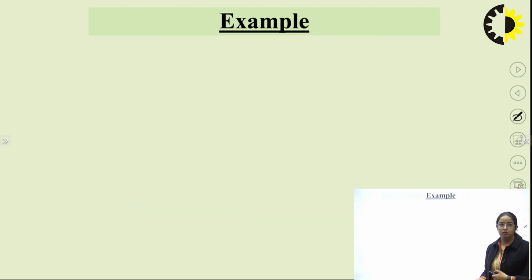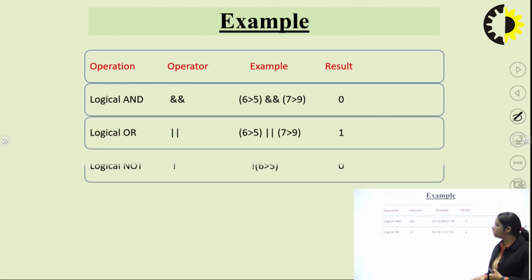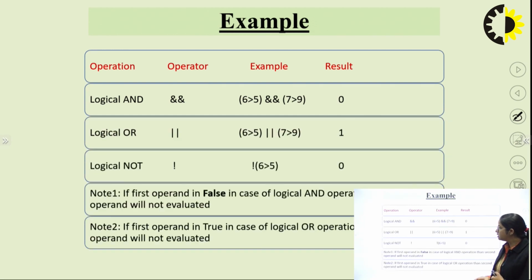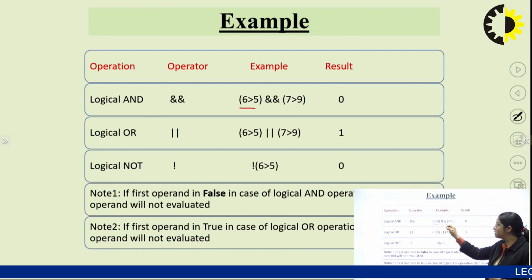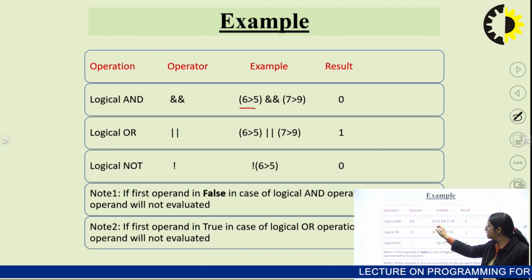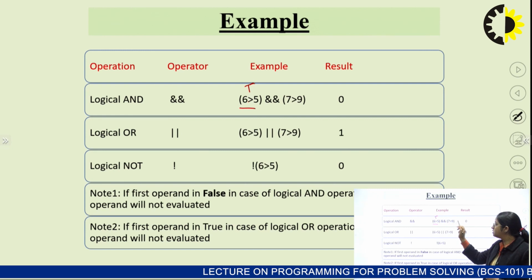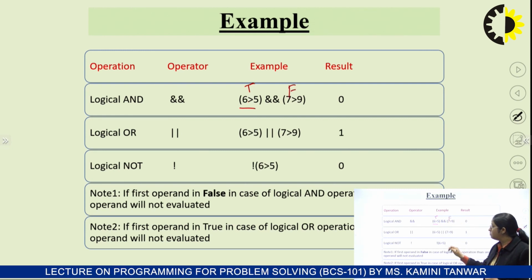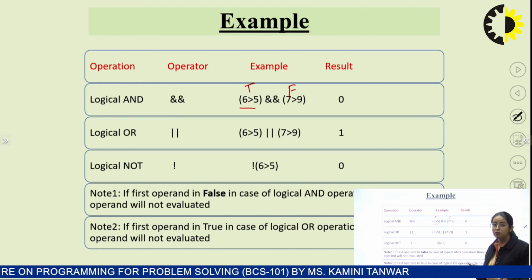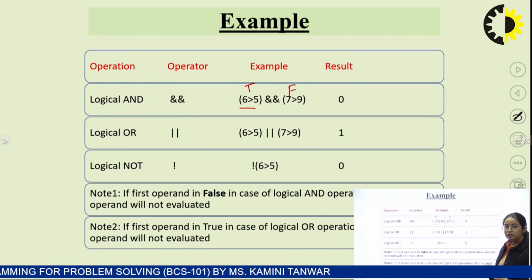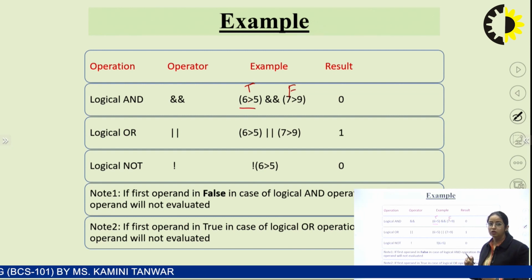Okay, so let's take some examples of logical operators. First is logical AND. If you want to check whether 6 is greater than 5 and 7 is greater than 9, what is the condition? 6 is greater than 5, is the condition true or false? The condition is true. And 7 is greater than 9, true or false? The condition is false. That means the output will be 0. Why will this output be 0? Because in logical AND, what is the rule?